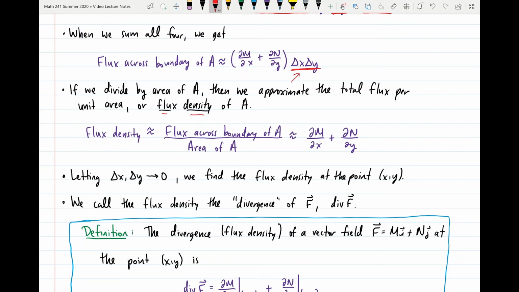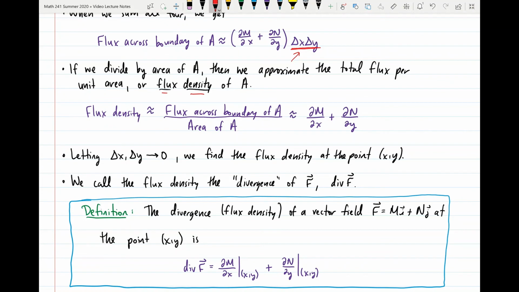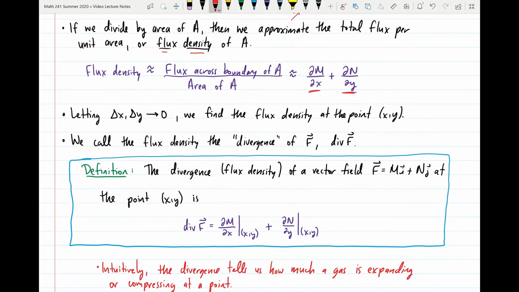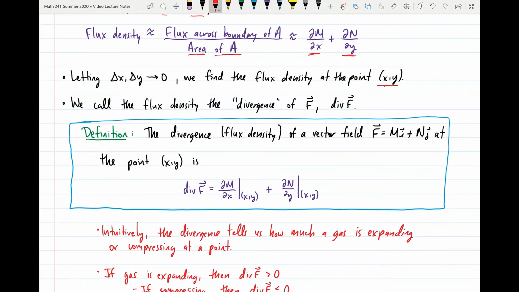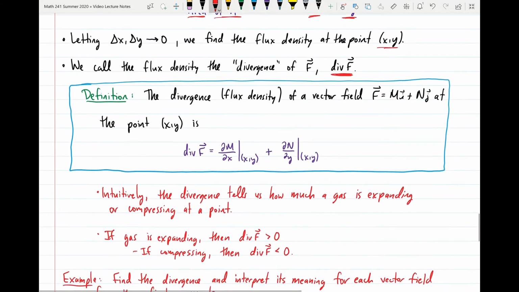So when we divide, we're just left with this partial derivative of m with respect to x plus the partial derivative of n with respect to y. And if we take the limit of this expression as delta x and delta y go to 0, so as the area of A goes to 0, we find the flux density at the particular point (x, y) inside of the region. And we call the flux density the divergence of the vector field F, which is denoted div F. And here's our formal definition.